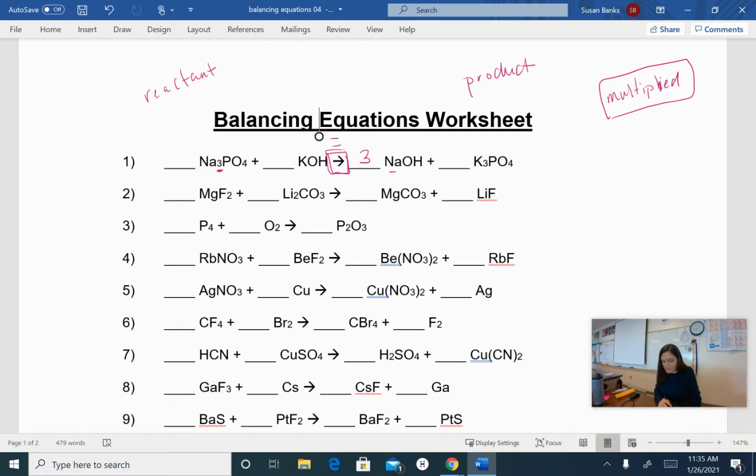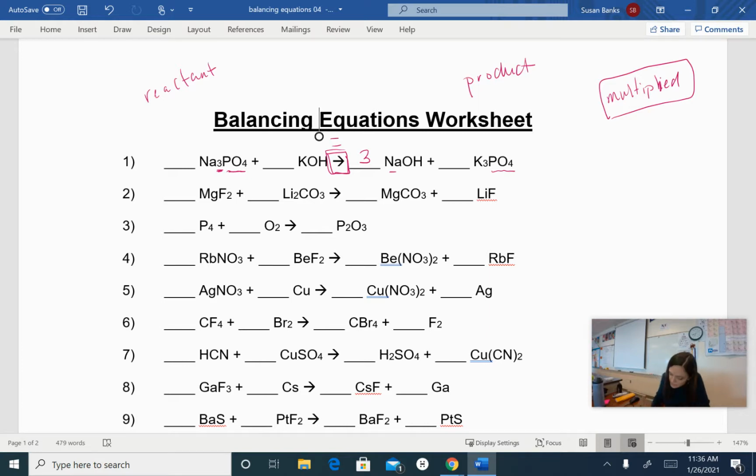Okay, the next thing I would like to show you is, notice that PO4, that phosphate group, is the same group on both sides. If I have the same group on both sides of the equation, it's so much easier to balance it as a group instead of the individual atoms. So I have 1 phosphate group over here on the reactant side, and I have 1 phosphate group over here on the product side. So that works out pretty well.